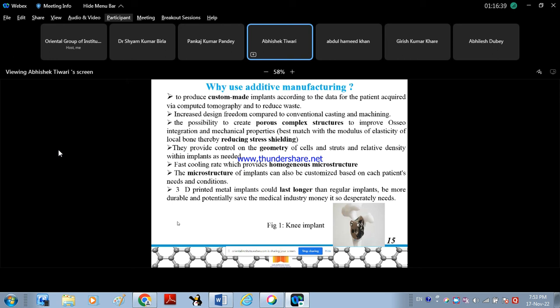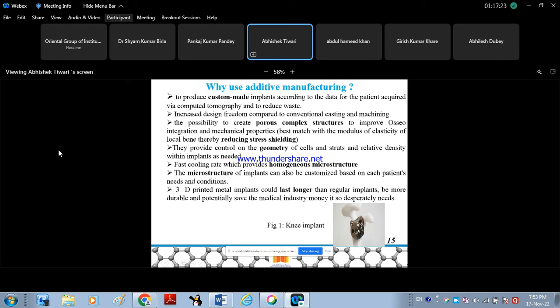The microstructure of the implants can also be customized based on each patient's needs and conditions. 3D printed metal implants could last longer than regular implants, be more durable, and potentially save the medical industry money it so desperately needs. And also, this is a typical knee implant. This is the titanium implant. At the moment, the technology readiness level of titanium implants made by additive manufacturing is about 9. I'm talking about additive manufacturing. So that is very, very good.